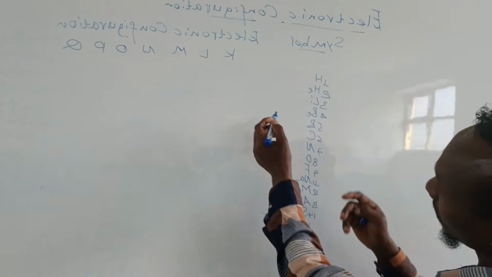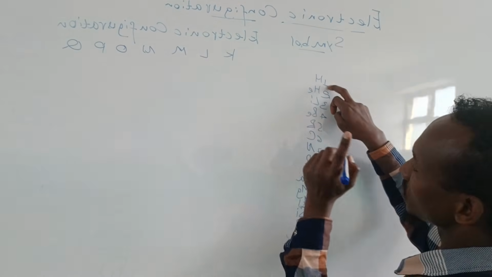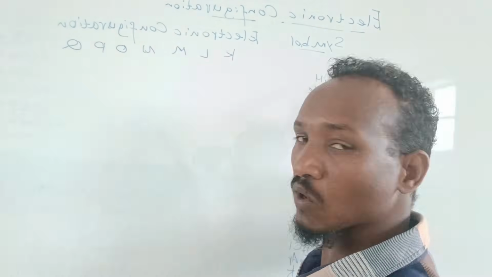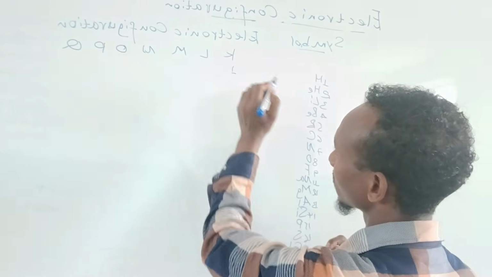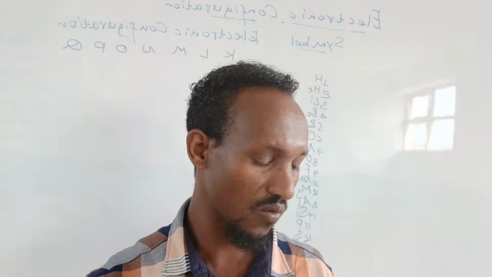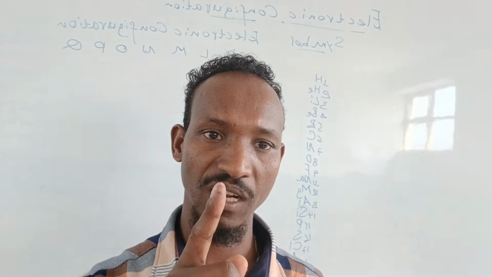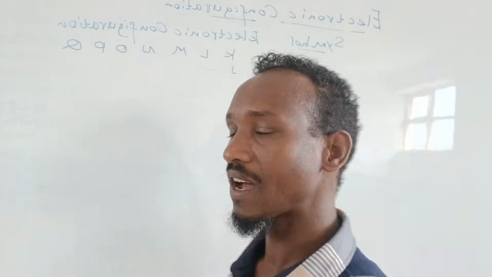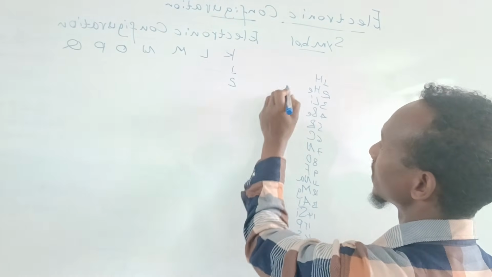So, using the atomic number to draw the electron configuration of hydrogen, the atomic number of hydrogen is 1, which means the electron number of hydrogen is also 1. That means the K shell can hold 1. This is the electronic configuration of hydrogen, because hydrogen has only one atomic number, which means it has only one electron. Helium is 2, so the K shell can hold only these 2.